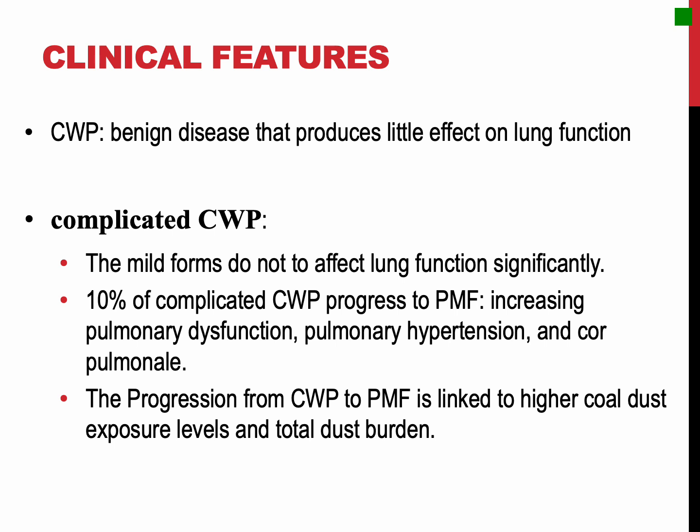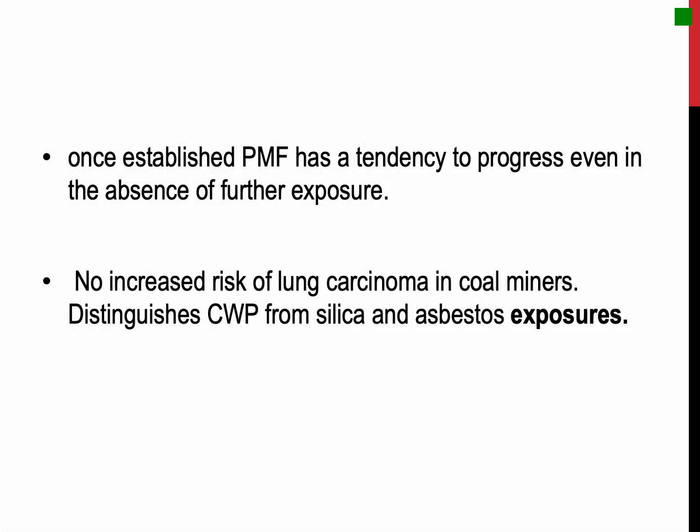Coal worker pneumoconiosis usually is a benign disease that produces little effect on the lung function. When progressive massive fibrosis develops, there is an increasing risk for pulmonary dysfunction, pulmonary hypertension, and cor pulmonale. Progression from coal worker pneumoconiosis to progressive massive fibrosis has been linked to a variety of variables, including higher coal dust exposure levels and the total dust burden. Unfortunately, once established, progressive massive fibrosis has the tendency to progress even in the absence of further exposure.